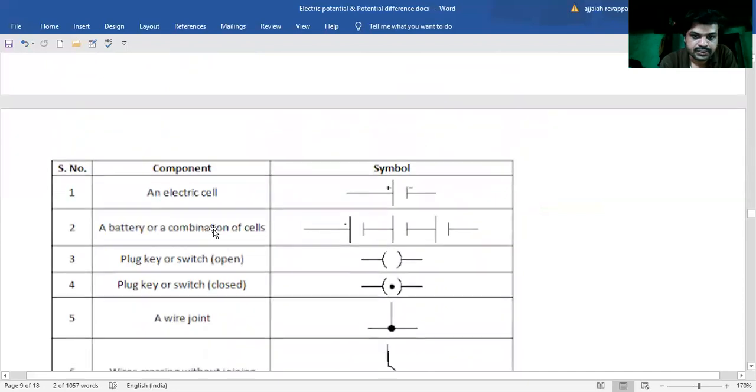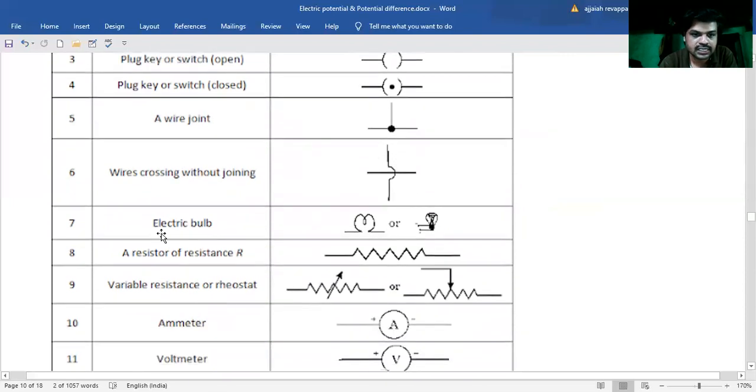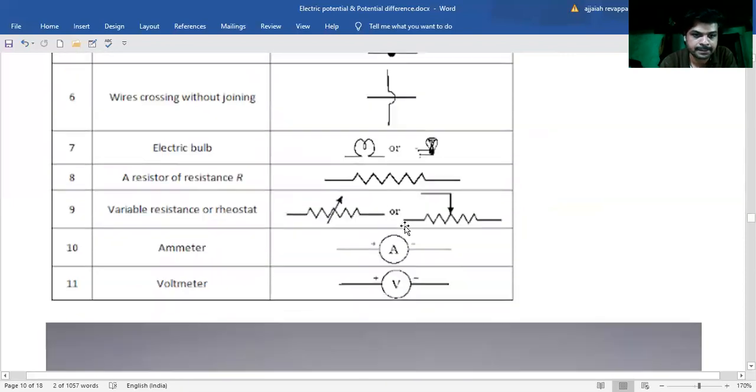Fine. Next, if you don't want to connect this wire, but you are taking this wire crossing this wire, either below or above this wire, so without joining, we are simply taking that wire either below or above. That is represented by this symbol. Then the electric bulb, you know already.